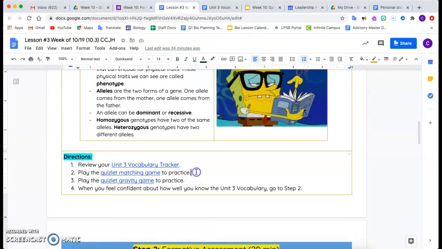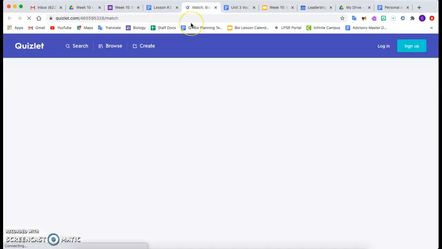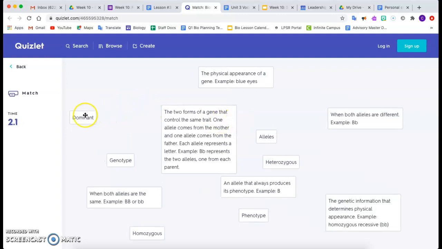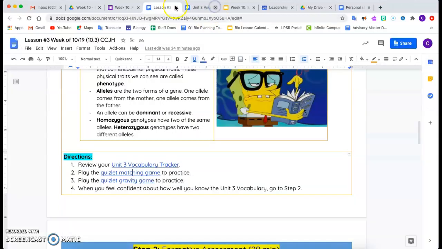There are 2 games that you can play to practice before your formative. So there's the Quizlet matching game. If you click on this, it will open up your Quizlet and you can just start playing the game. It'll have terms and all you have to do is drag them to the correct definition. So for example, when both alleles are the same, that means homozygous. So you drag it on and then it disappears. So that's how you play. You can play that game as many times as you want to practice.